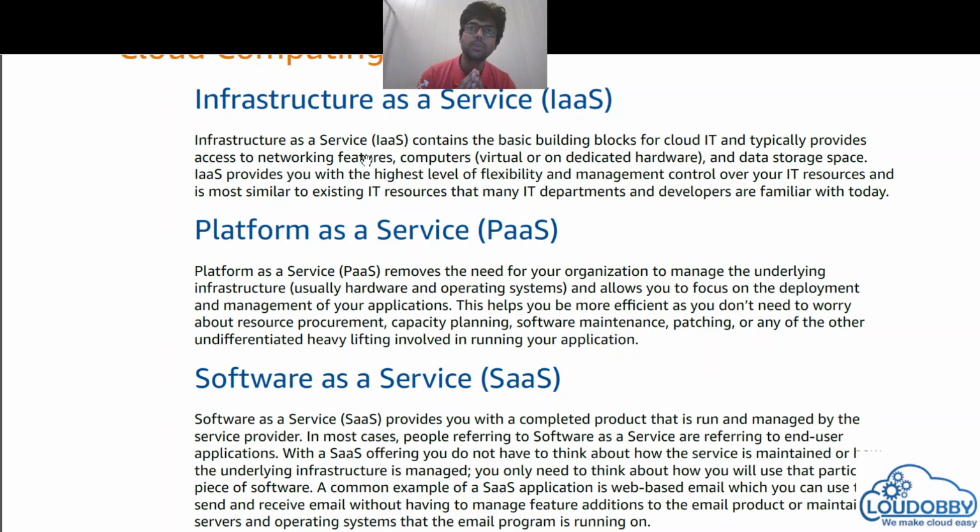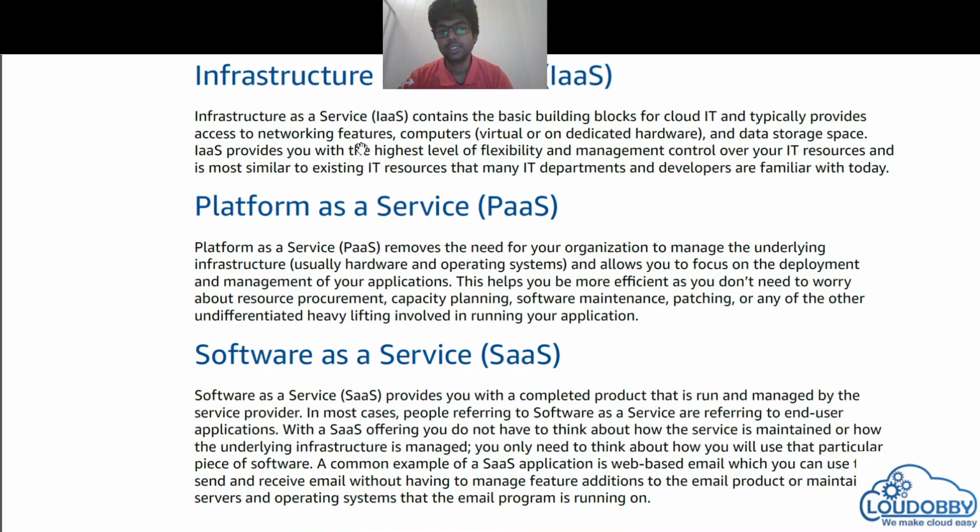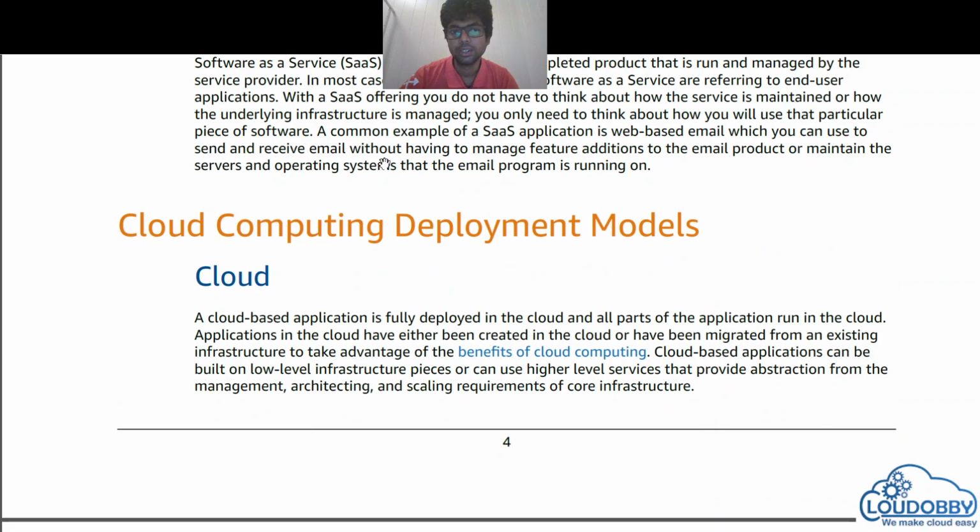Basically Microsoft Office 365 or Microsoft Office itself is one kind of software as a service, where you no need to install anything. You can just use that. So these are three types. And let's see what the cloud models are.